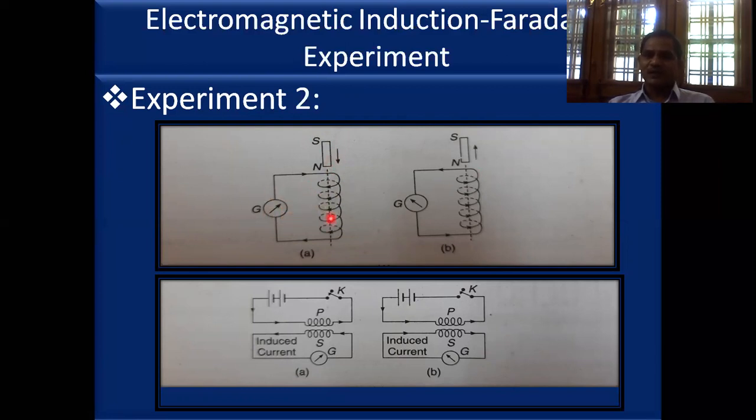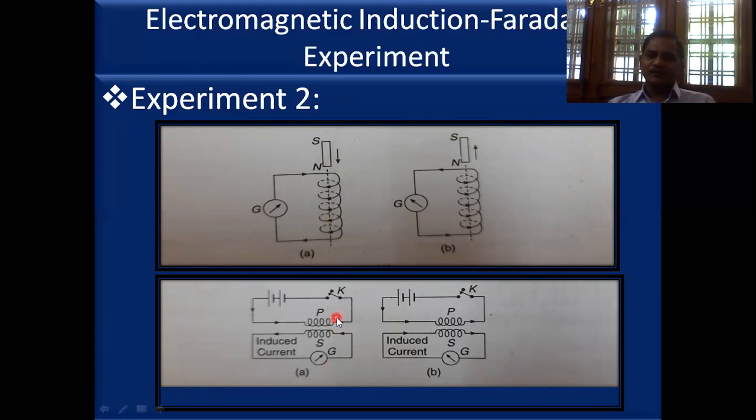This phenomenon is called electromagnetic induction. So that EMF is called induced EMF, and the current is called induced current. The direction of this induced EMF or induced current is always opposite to the cause producing it. That will be explained by Lenz's law. We will discuss that one.